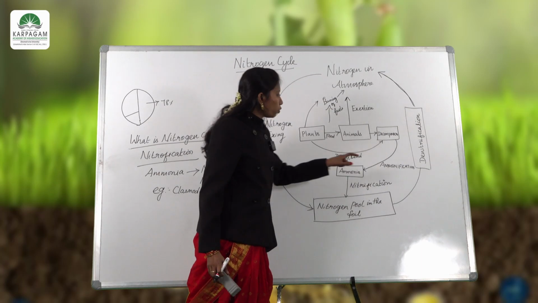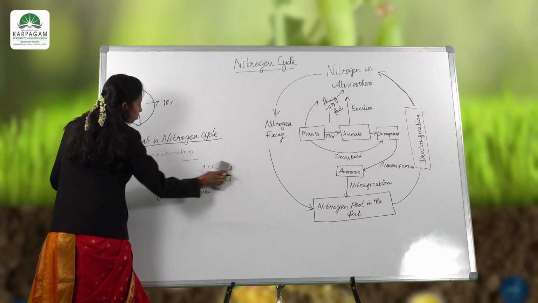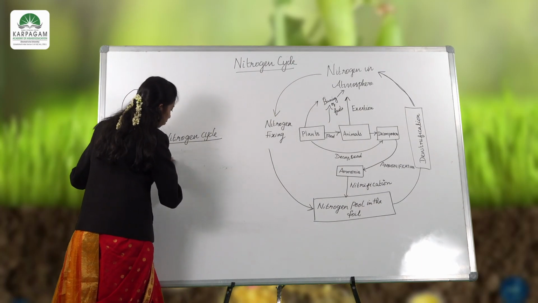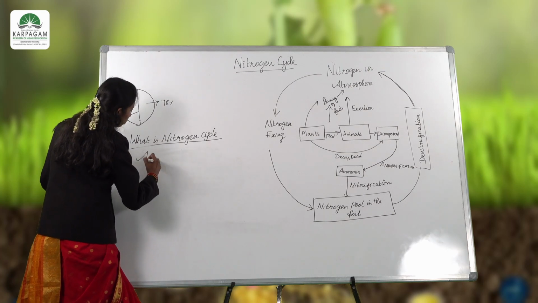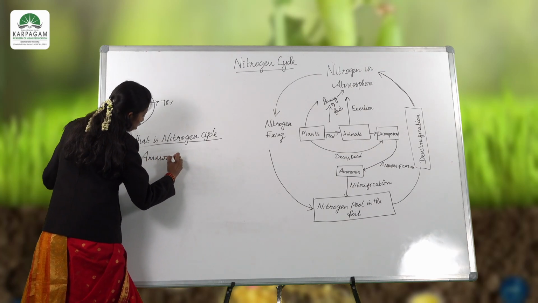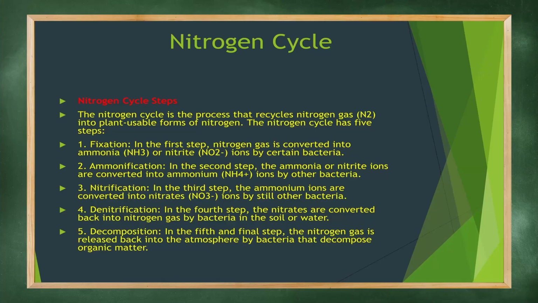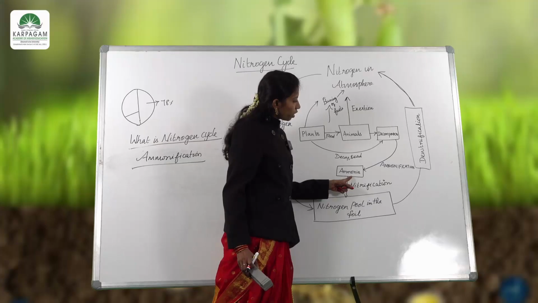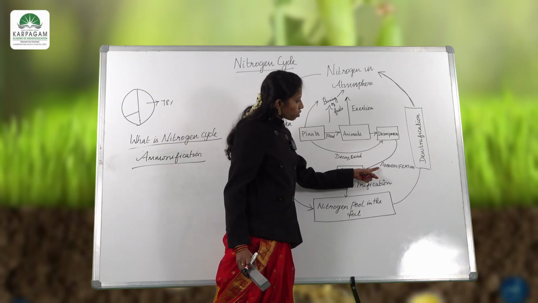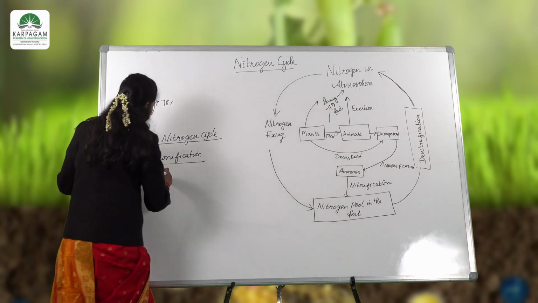Then coming to the ammonification part, see here. As I told you, we have plants and animals, and those decay particles will be taken by decomposers, and these decomposers are responsible for producing this ammonia, and through the ammonification process we will get the nitrogen.